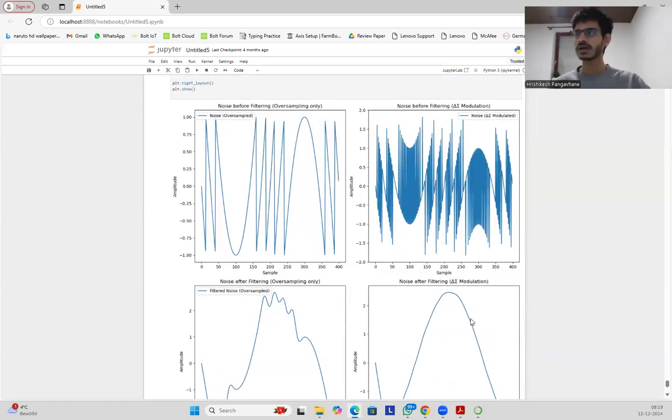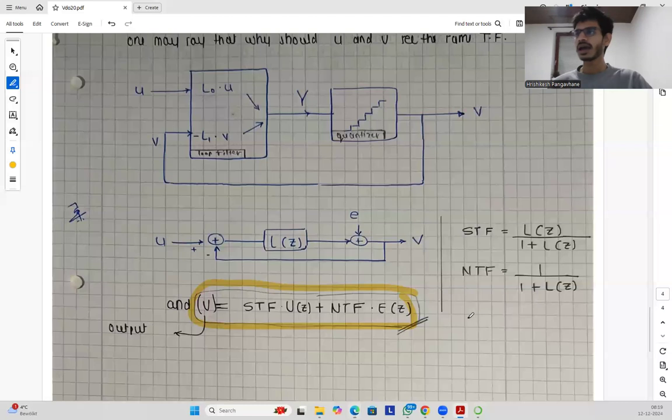So this is what a delta sigma modulator is. We have covered the first order delta sigma modulator, and from this point onwards we'll dive deeper into delta sigma, and we will analyze it analytically and quantitatively as well. From the next video onwards, we'll dig more into delta sigmas.